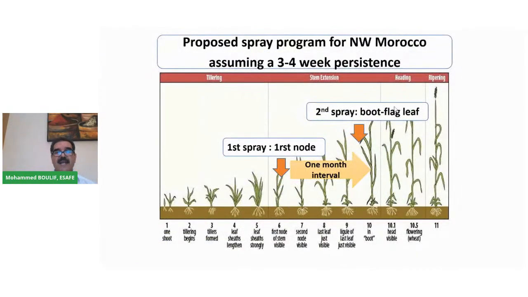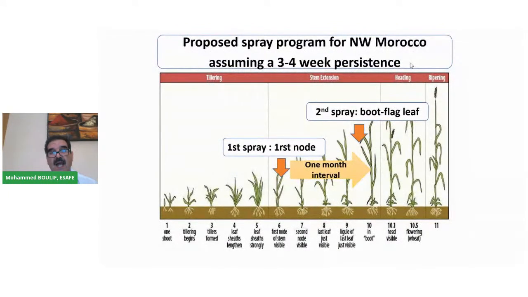This is very important, and this led me to propose and recommend this spray program for Moroccan farmers in the northwest of Morocco, basically in the area of the Gharb region, assuming a 3 to 4 week persistence of action of the fungicide. Fortunately, our friends of the chemical industry, they have selected these fungicides for their ability of persistence of action in the wheat crop. Basically, they are of 4 weeks, maybe 5.